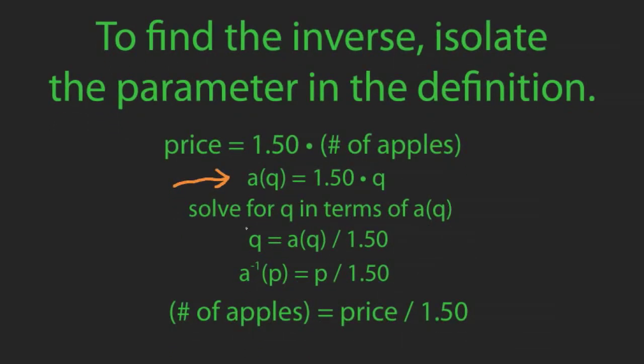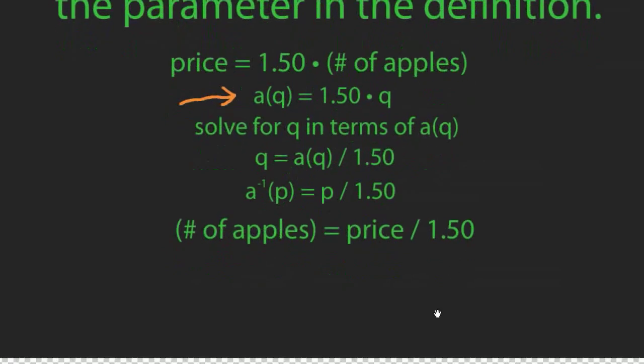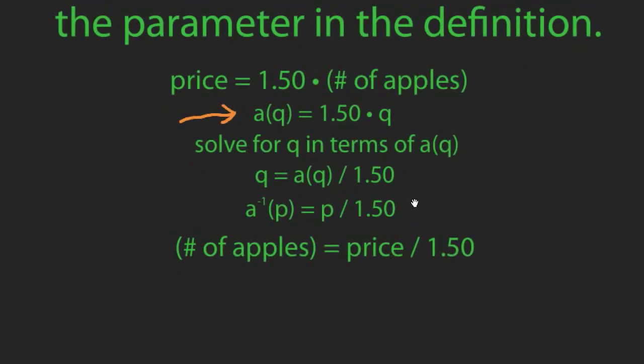So we solve for q in terms of a of q, and we just divide both sides by $1.50, and we get a inverse of p, where p is the price, is p over $1.50. And that would tell you the number of apples is the price over $1.50. So that's basic functions and inverse functions.